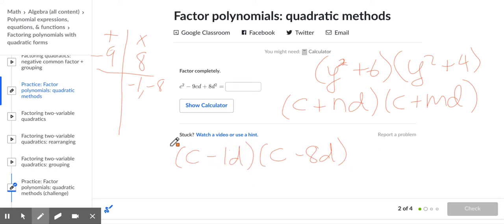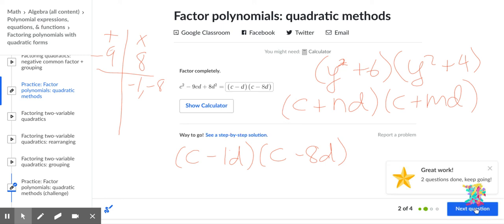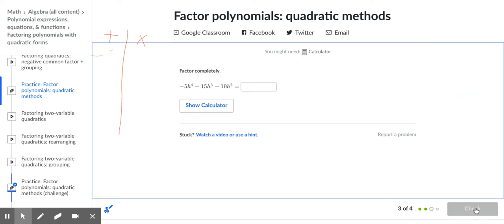I can rewrite this without the 1. I don't need the 1, because again, that's just an invisible 1, so I can rewrite that as just c minus d, and then I have c minus 8d is my other solution. So I have these two solutions. I don't have to write the 1 because it's invisible. And I'm going to check my answer and go to the next question.